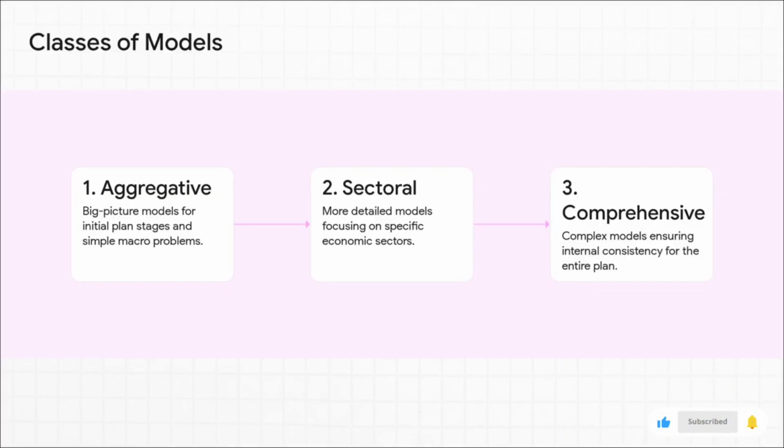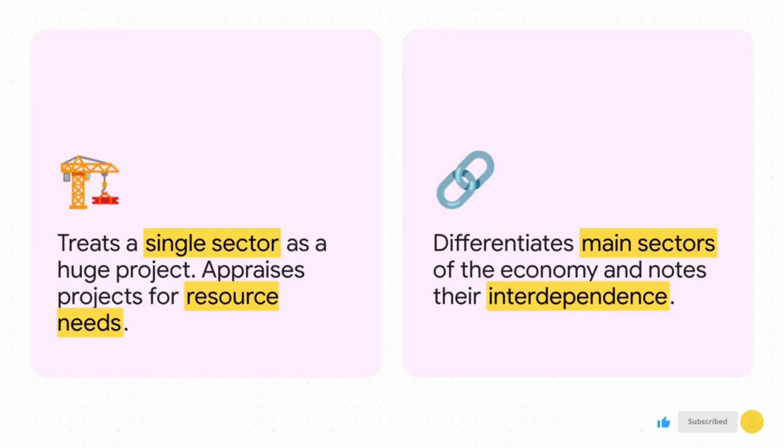Now, for your exam, it's absolutely crucial to know that not all models are created equal. They basically fall into 3 main categories, kind of going from a wide bird's-eye view to a super detailed ground-level view. We start with the simple, aggregative models. Then we zoom in a bit with sectoral models. And finally, we get to the really complex, all-encompassing, comprehensive models. And let's dig into those sectoral models for a second, because there's a really important distinction here.